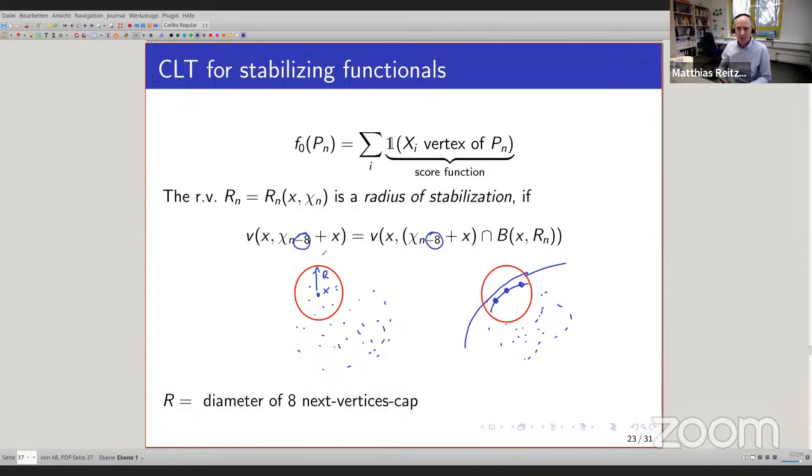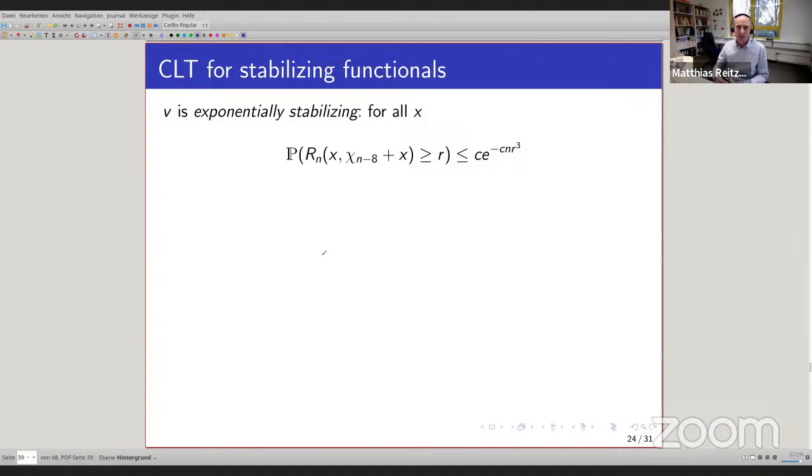And this clearly is true if you're looking for vertices in a circle. You have to determine the radius of stabilization, and this can be done. The radius of stabilization is exponentially decreasing. This is something which can be computed using the floating body, which was introduced today. So this would be the first ingredient.